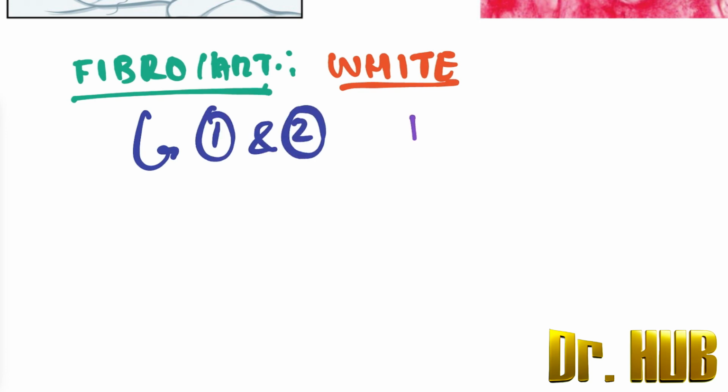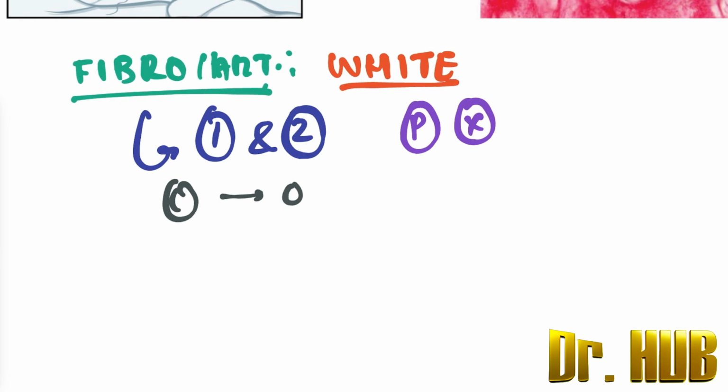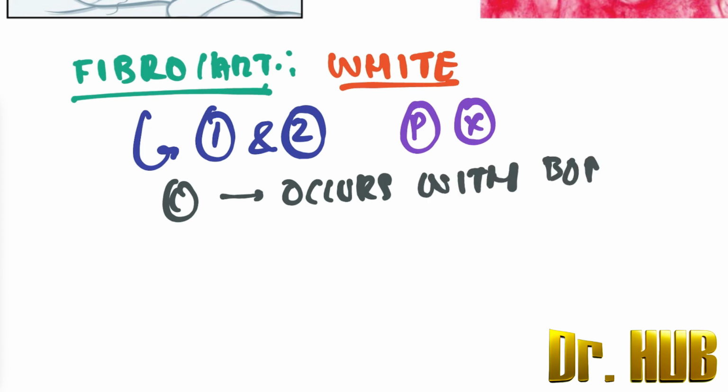What about the perichondrium? The perichondrium is absent here. Then what about the calcification? The calcification occurs only with bone repair. So it is present along with the bone repair.